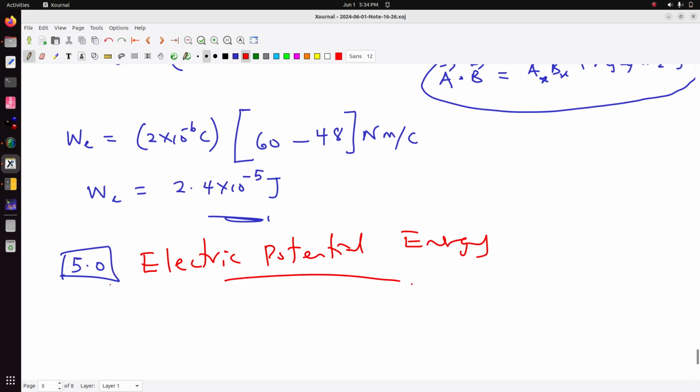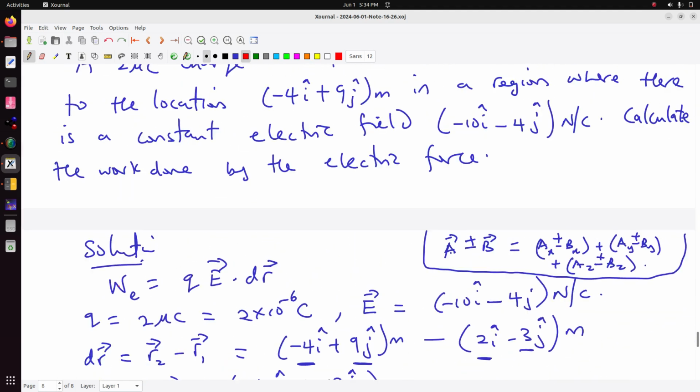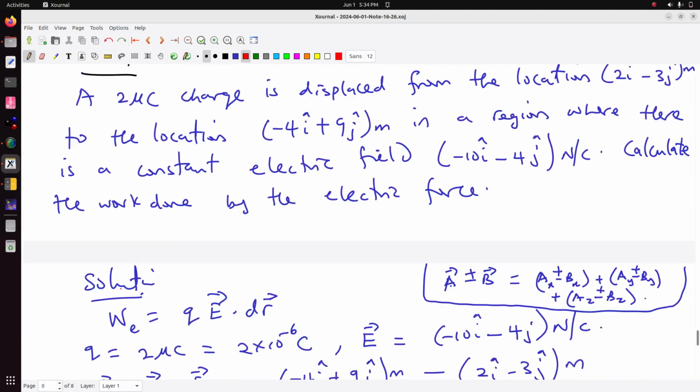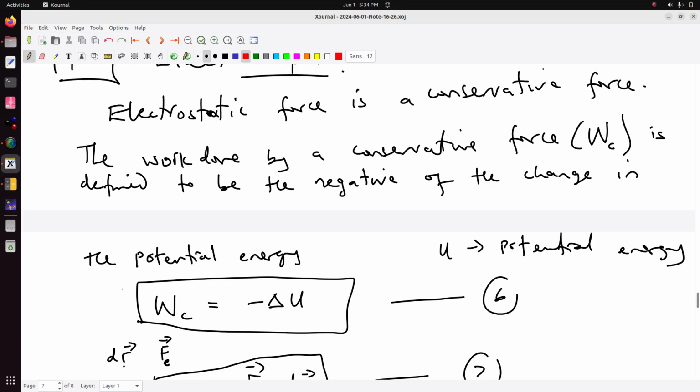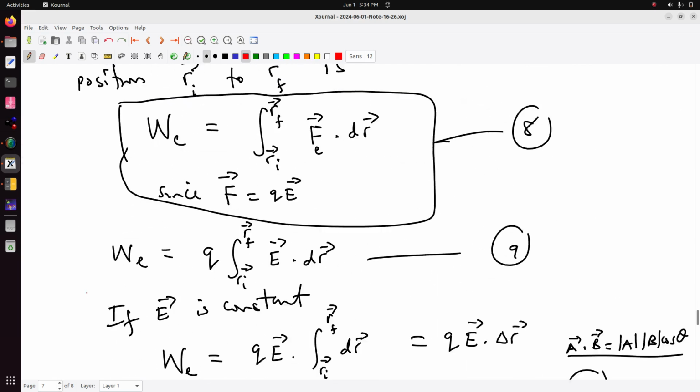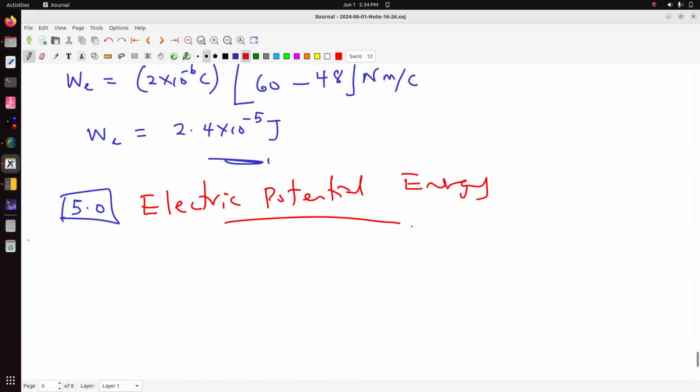Now we have initially defined the work done, and I think yes. So this is question 6. We have initially defined work done as the change in potential energy. So it means we can write the change in potential energy, which is the final potential energy minus initial potential energy, to be minus W.